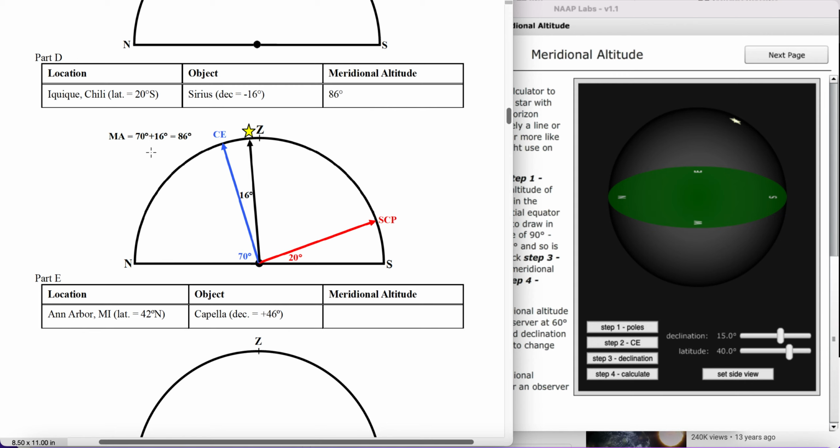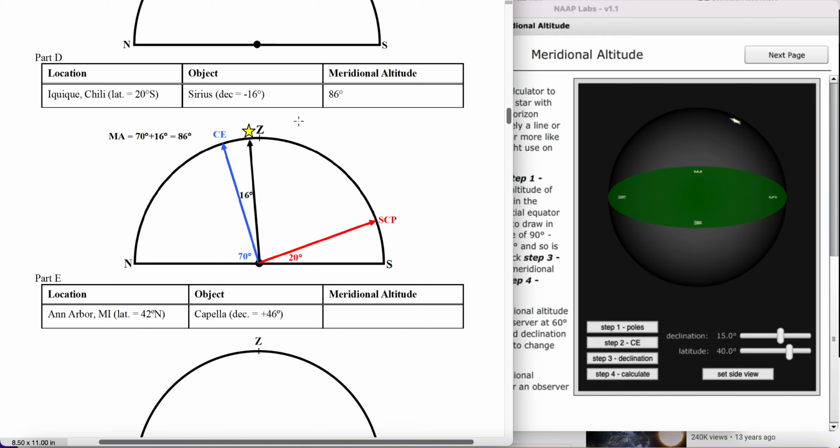Therefore, 90 minus 20 is 70. Then we add the declination because it's negative, so it's on the same hemisphere. And what we get then is a meridional altitude of 86 degrees. Okay, so that's going to show us the location of our star. So then we can locate that star. We can actually show its location in the following figure.